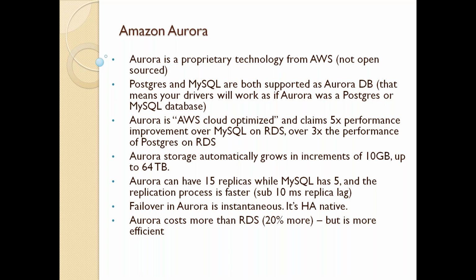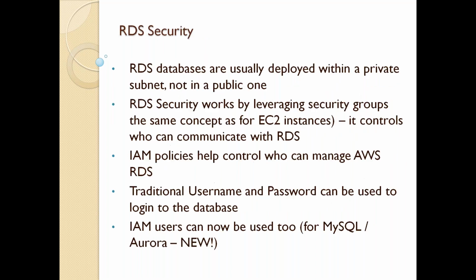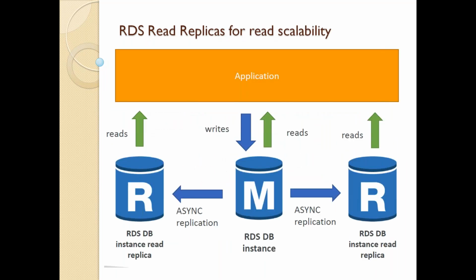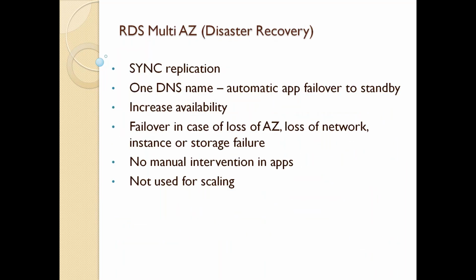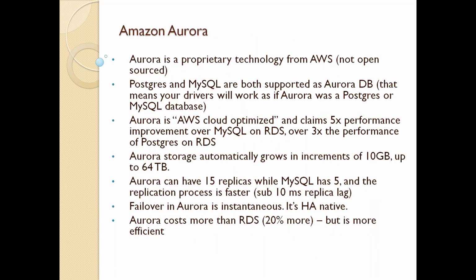Aurora can have 15 read replicas, while MySQL can have only 5. And the replication is very, very fast. It is sub 10 milliseconds replica lag. When we did the read replica, you have an asynchronous way of replicating, right? That's what I told you in read replica. It will take some seconds, but here in Aurora, it basically does in sub 10 milliseconds replica lag. That means it's very, very fast. Failover in Aurora is instantaneous. So if something happens, it will fail over automatically. It is highly available natively. Aurora costs 20% more than RDS, but it's more efficient also. So just keep that in mind.